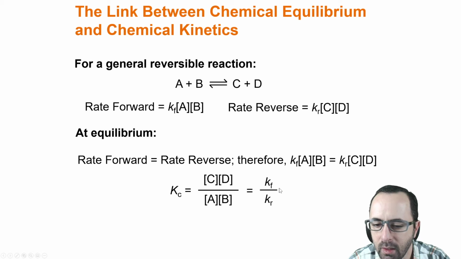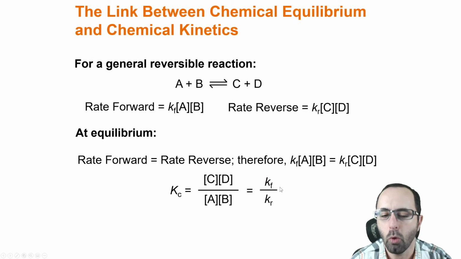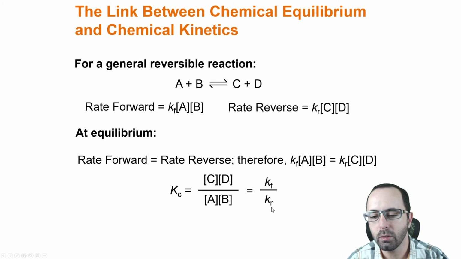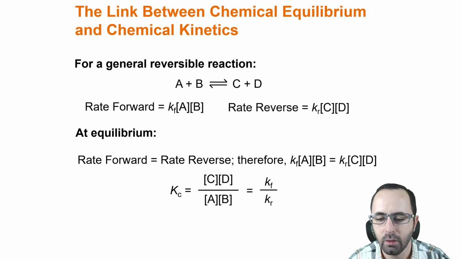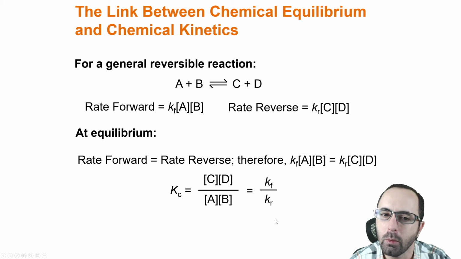So if the forward reaction is faster than the reverse reaction, it has a bigger rate constant, then we're going to have more products, because it's making products faster than it's making reactants, so we expect a bigger K. If the reverse reaction has a bigger rate constant, the reverse reaction is going faster than the forward reaction. So we would expect a small equilibrium constant, a lot of reactants at equilibrium, not a lot of products. That's really all I'm going to say about that relationship between equilibrium and kinetics.